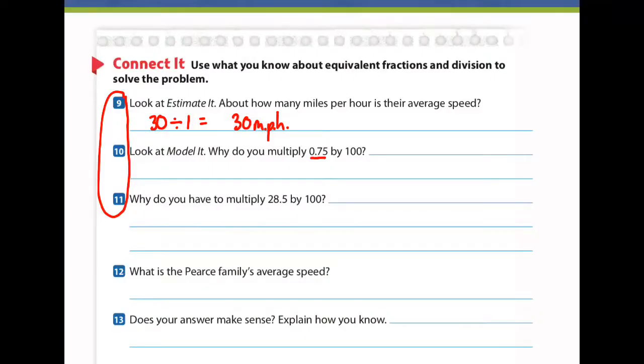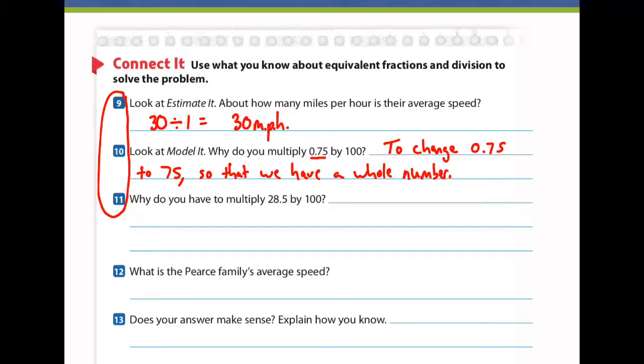So I multiply 0.75 by 100, and I'm going to say to change 0.75 to 75 so that we have a whole number. Now, you do not need the exact words that I have, but you need to have the idea that we're trying to change this to a whole number 75. If you have that in your own words, you're good. If not, put it in your own words while you pause the video.